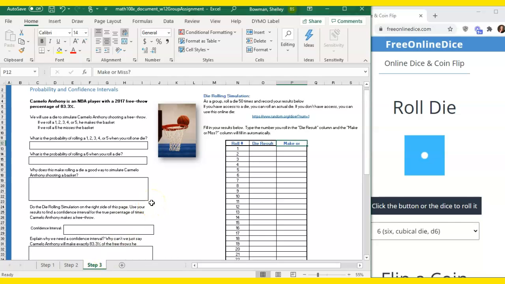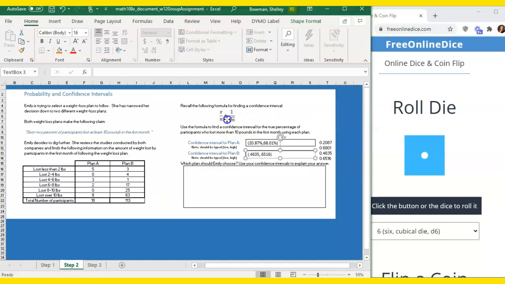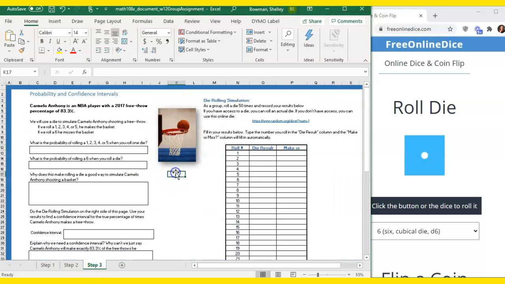Now we move into step number 3. But before we do, I'm actually going to copy and, just for our sake, paste it here, because this will be your same formula used to find the answer for over here. Now the first thing is just the probability. You're not doing a confidence interval or anything like that. You just need to find what you're interested in divided by the total for both of these. Then explain why that would be a good way to simulate Carmelo Anthony's shooting basket. So I'm not going to go over those.